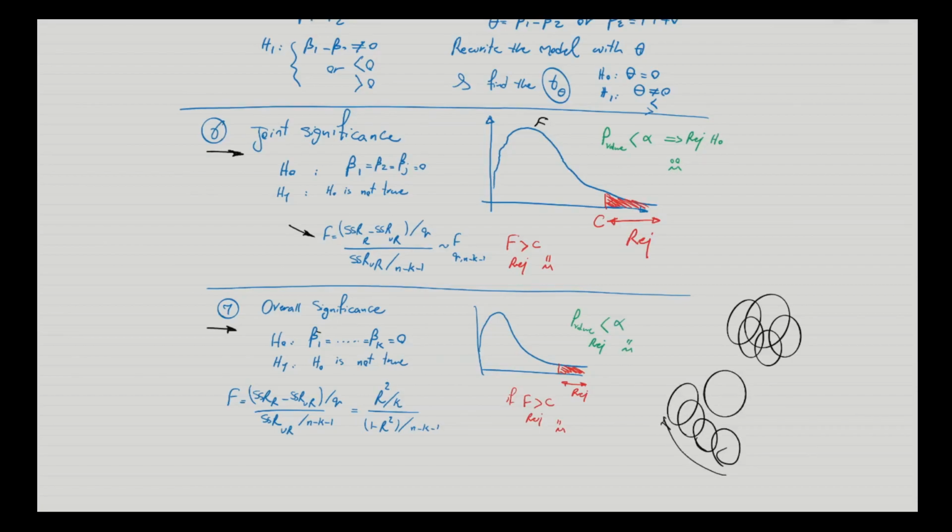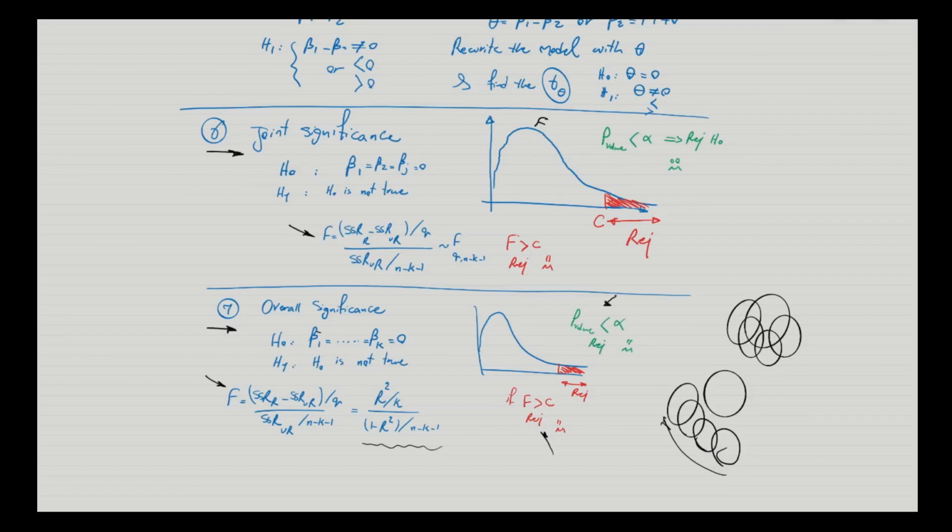And again, the formula is basically the same, but when it comes to overall significance, we can even reduce it to another formula, which is easier to work with. But the rejection rules and everything else are going to be exactly the same as case number 6. If your F statistic is larger than a critical value, good news. If your p-value is smaller than your significance level, good news, reject the null, right?